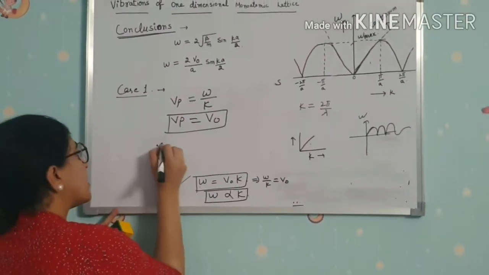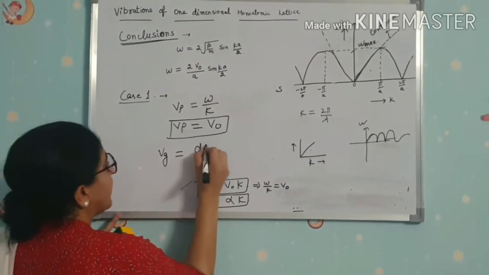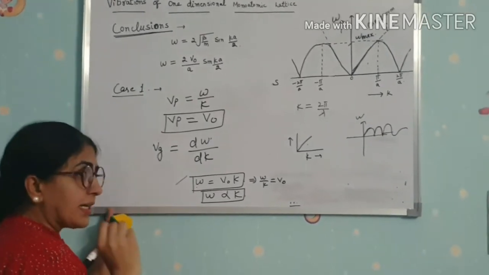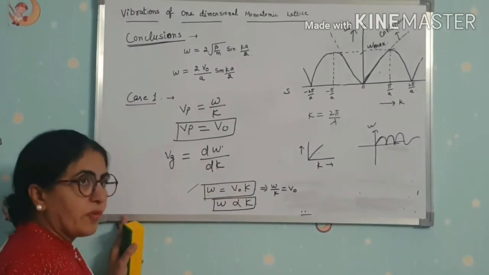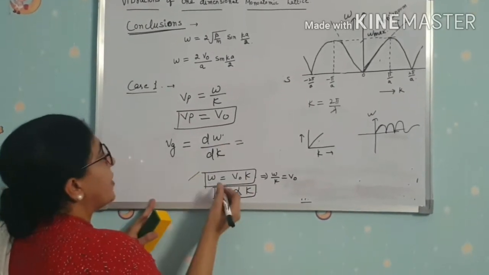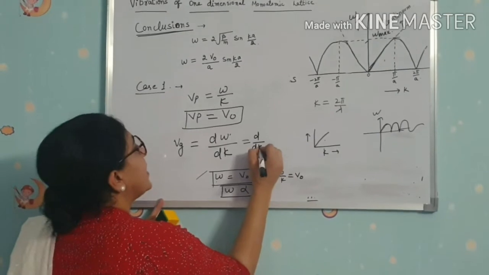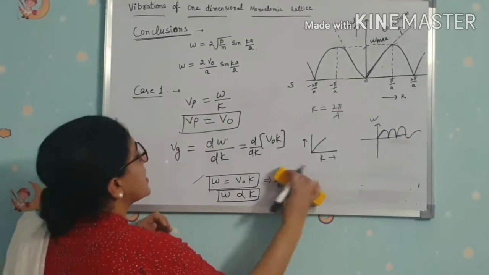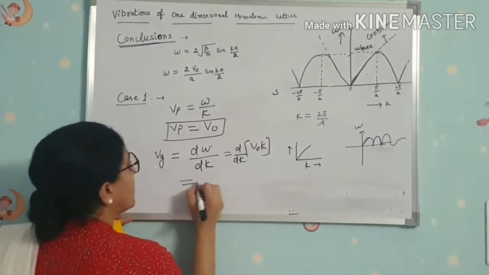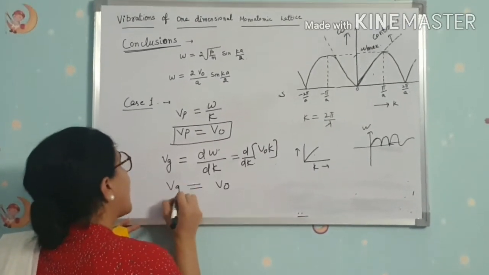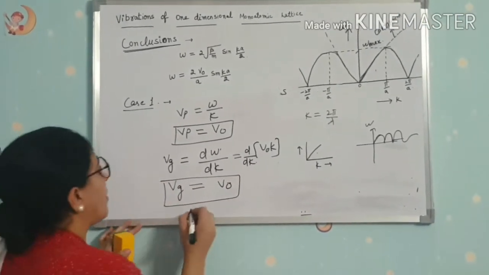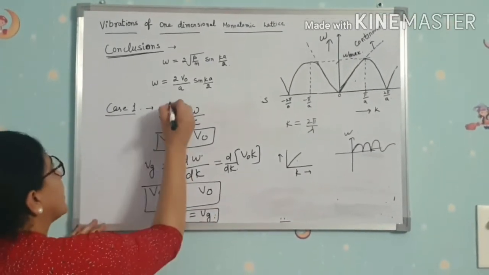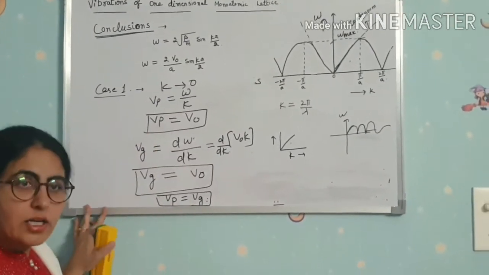Clear? Now group velocity Vg is equal to the derivative of omega with respect to k, or we can say delta omega by delta k when delta k approaches 0. Omega is V naught k, where k is the wave vector. So d by dk of V naught k is also equal to V naught. So Vp and Vg are equal when k approaches 0, for longer wavelengths.